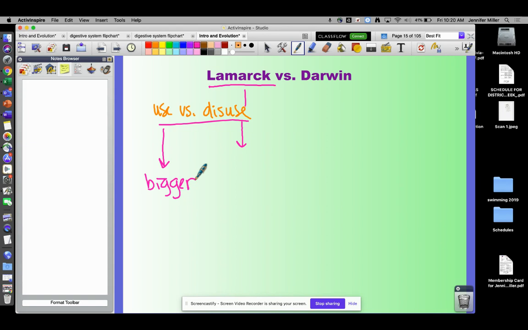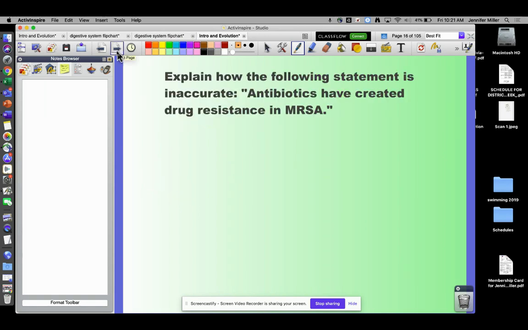So Darwin looked at that and said, well, that's possible. But actually, Darwin understood that if I work out and I get big muscles, it doesn't mean I'm going to pass that on to my kids. It has to be something that you inherit. It's a trait that you already have that gets passed on to your offspring. So this is big because I'm going to show you here. So why is this inaccurate?